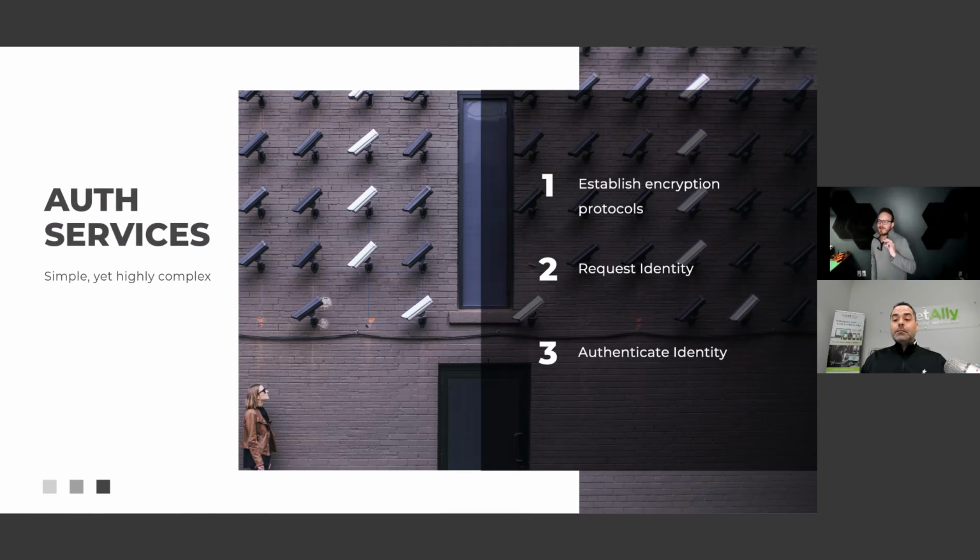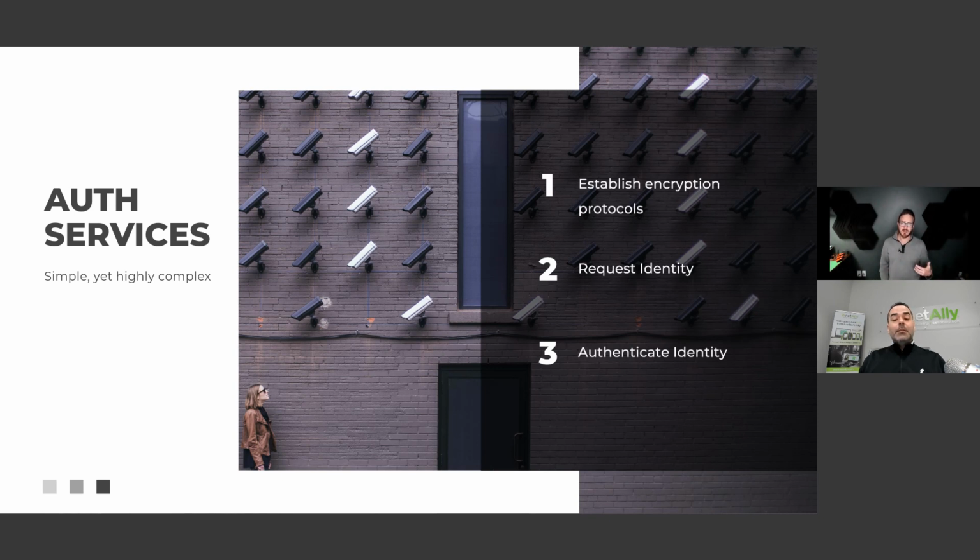So, auth services. Authentication services are simple at times, but really highly complex when you actually try to deploy them. And there's a reason behind this, because there's a lot going on. We have to first establish our encryption protocols. How can Julio and I exchange our communications securely? You might equate this to using something like Signal. You want a secure, direct communications method between two parties, so you could use something like Signal that has end-to-end encryption for your text messages.